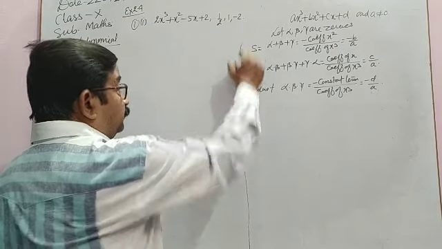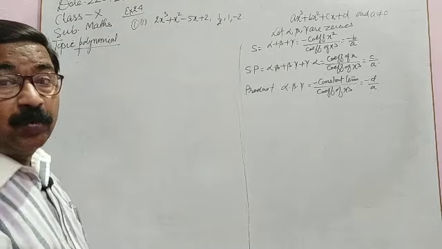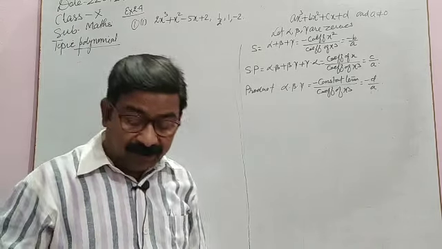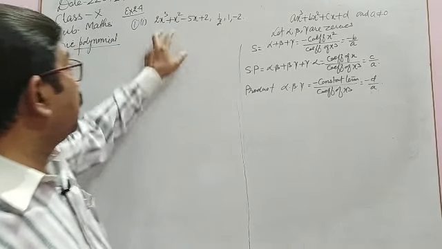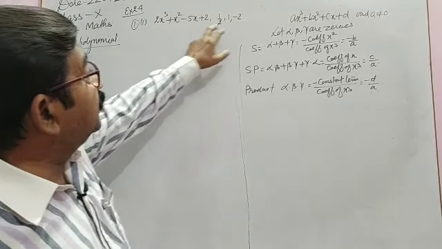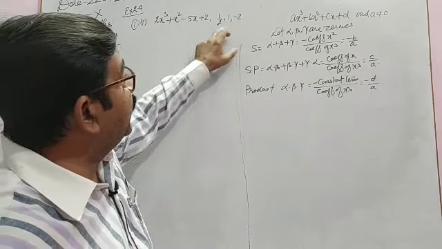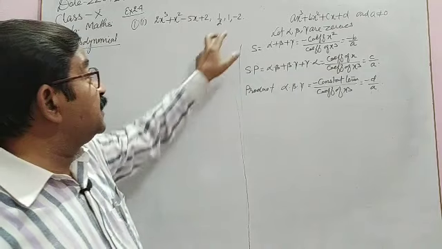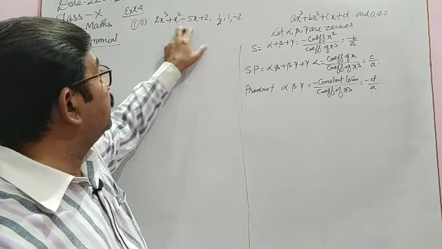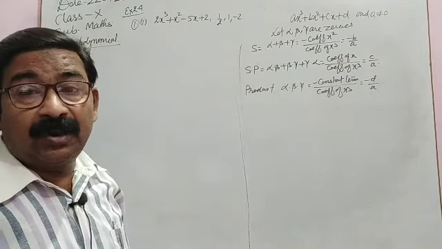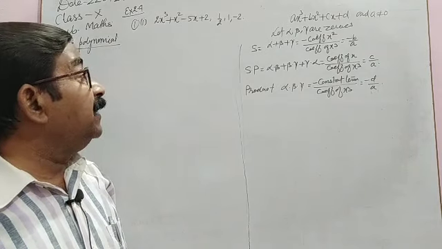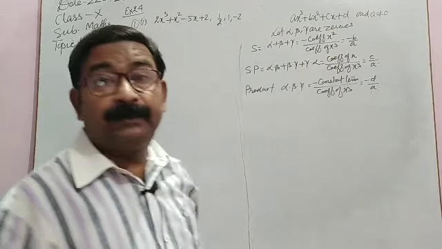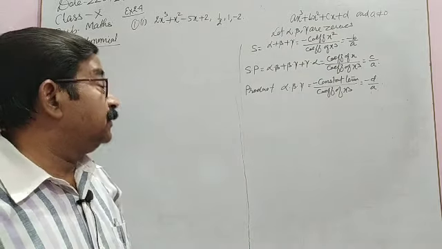Now let's see exercise 2.4, question number 1, first part. What is given in this question? We are given a cubic polynomial and three numbers are given alongside it. We have to check whether these given numbers are zeros of this polynomial, and further we have to verify the relationship like this.